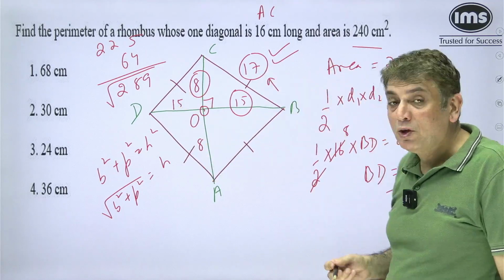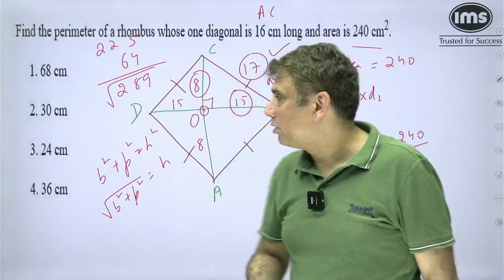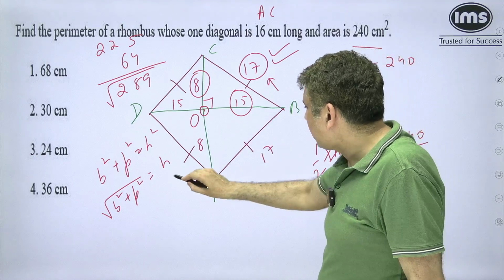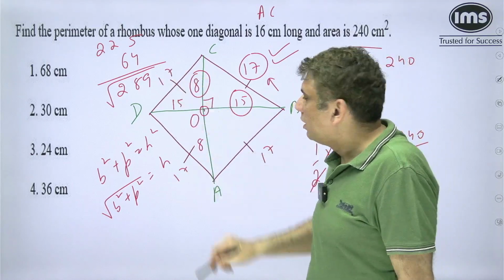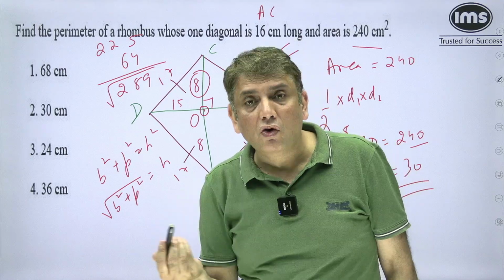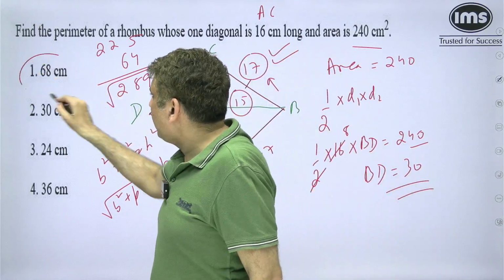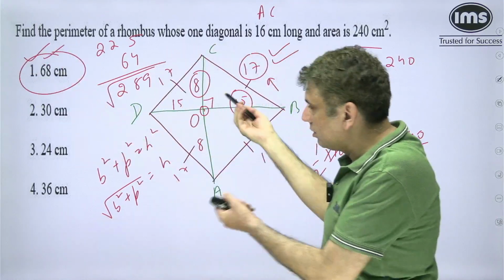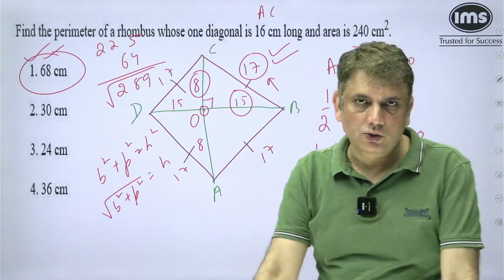So this is 17. So we get the side of the rhombus, which is 17. All sides are equal in a rhombus. Perimeter is 17 into 4, which is 68. 68 centimeter is our answer. And this is a past year question, geometry also comes.